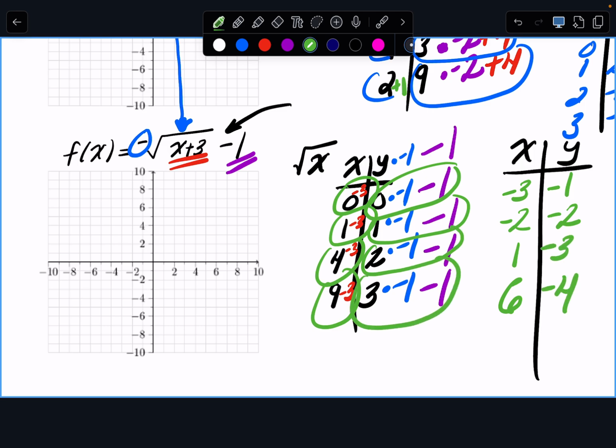A lot of kids will get the right idea here, but they won't draw the correct graph when they connect their points. So go -1, 2, 3 down 1. -2 down 2. Over 1 down 3. Over 6 down 1, 2, 3, 4. When you connect it, it should look like a sideways parabola cut in half, and it does.